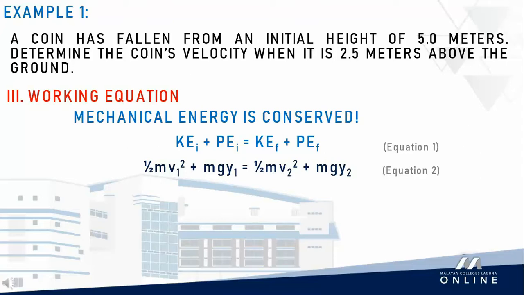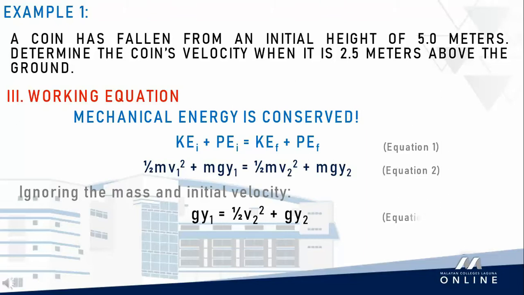In this case, the coin is falling freely, and therefore we will ignore the mass. Our initial velocity is also zero, and therefore, we will get g y sub 1 is equal to 1/2 v sub 2 squared plus g y sub 2. We are interested to find v sub 2, or final velocity, which we can get by rearranging this equation as the square root of 2g times y sub 1 minus y sub 2.